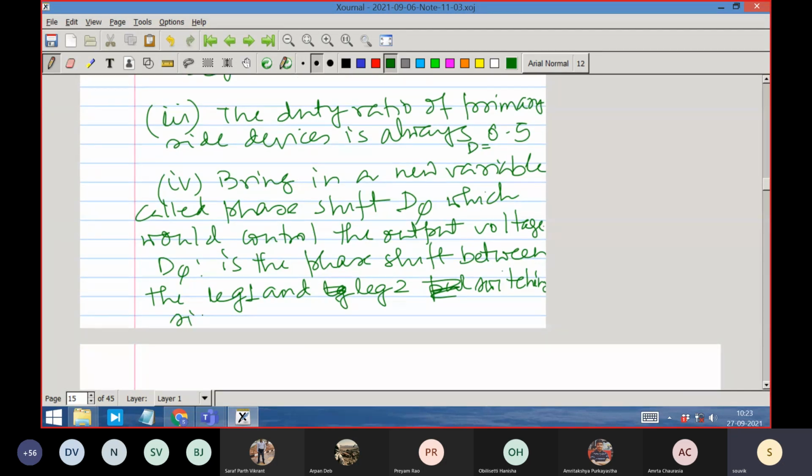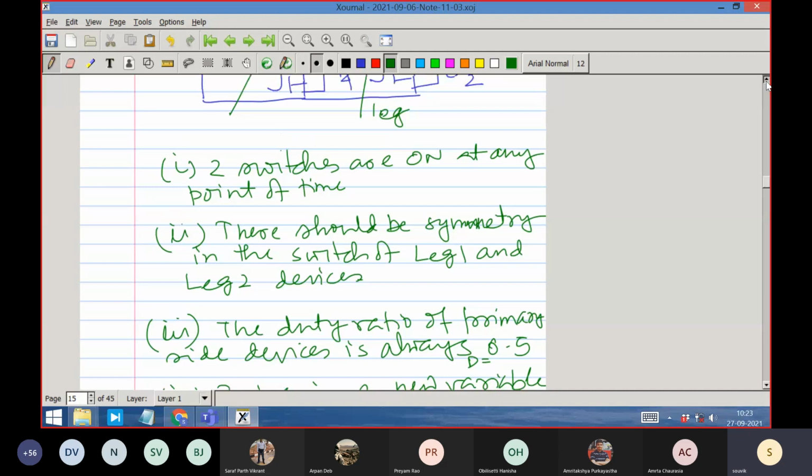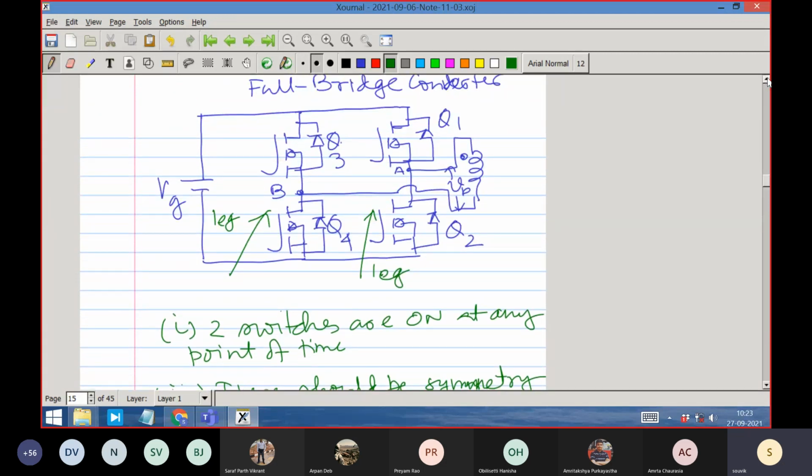So what I am saying is, let us go through that. Two switches are on at any point of time, right? Can there be 3 switches on? It is not possible to make 3 switches on. I can only logically make, my circuit theory constraint is that I should not short Vg. Anything else I can do. I have a freedom to do. My only constraint should be that I should not short Vg.